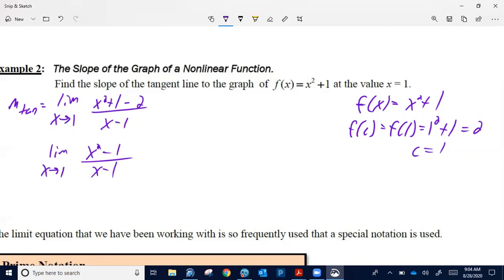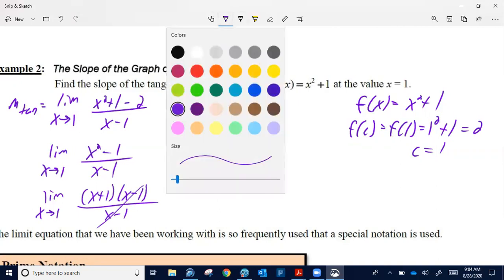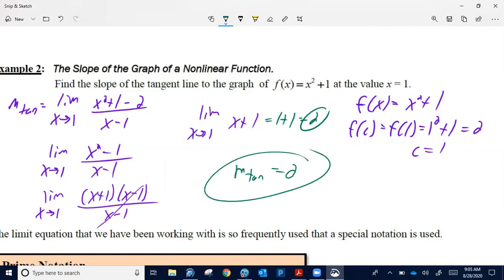I can't plug 1 in because I'm going to get 0 over 0, but the numerator factors into x plus 1 times x minus 1, over x minus 1. The x minus 1s cancel. We get the limit as x approaches 1 of x plus 1. Now we can plug the 1 in. 1 plus 1 equals 2. So that's telling us the slope of the tangent line is going to be 2.